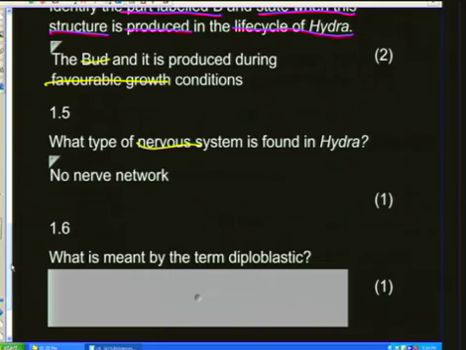Right. Let's have a look at the next one. What is meant by the term diploblastic?